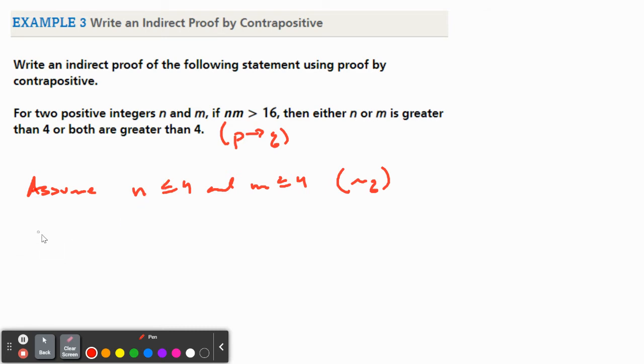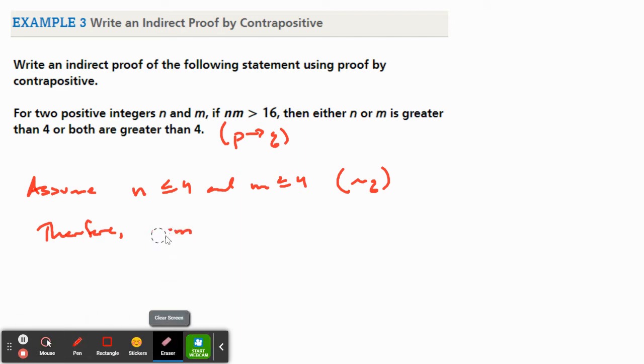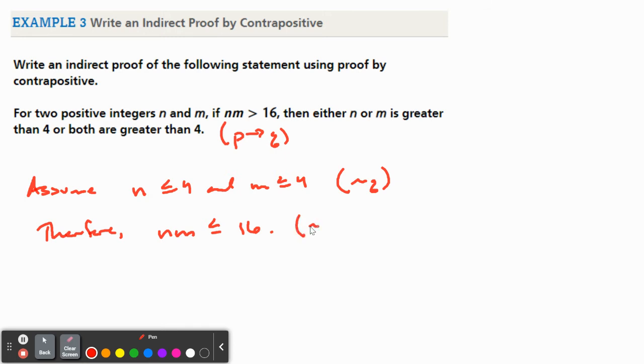So therefore, if we multiply them together, we're going to get n times m. Let's just write them next to each other, sorry. You don't need the dot there. So nm would be less than or equal to 16, since 4 times 4 is 16, right? This is the negation of P. This is not P. So we just showed that not Q leads us to not P.